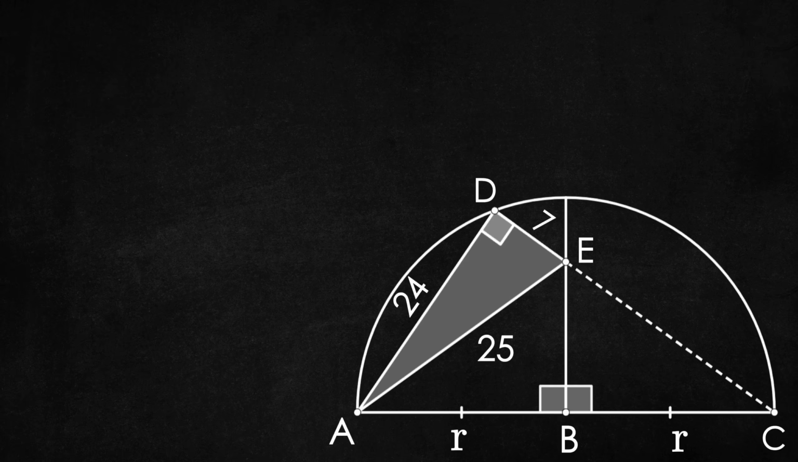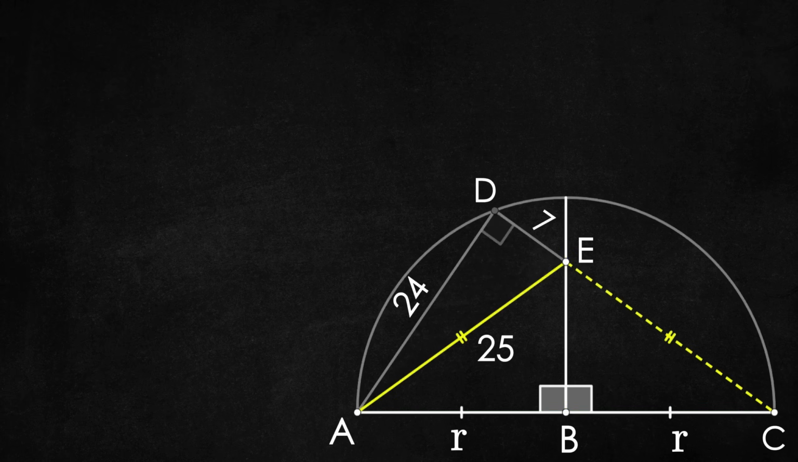Now, it is apparent that this radius is the perpendicular bisector of the diameter AC, as this radius bisects the diameter AC into two congruent parts at right angles. Recall that the perpendicular bisector is equidistant from the endpoints of the line segment that was bisected. Therefore, CE is equal to 25.